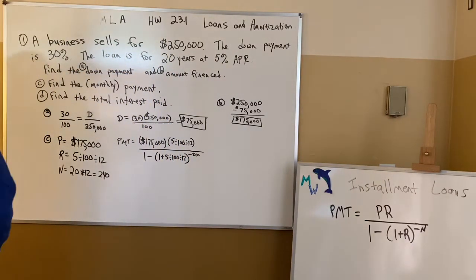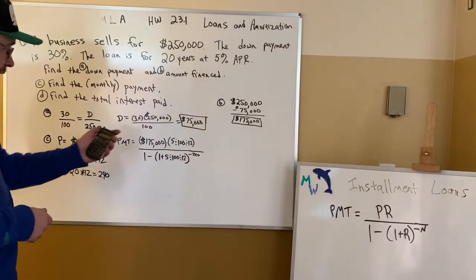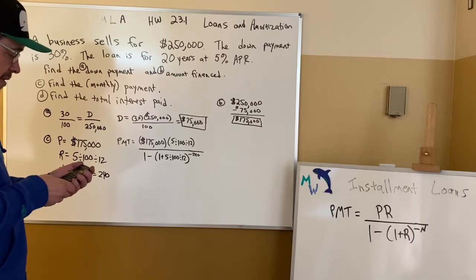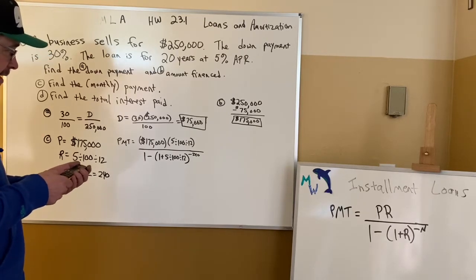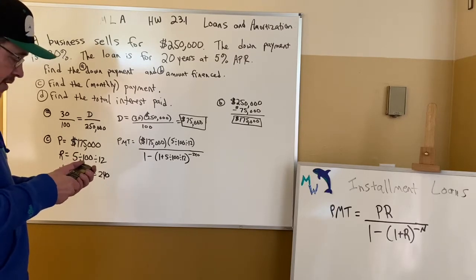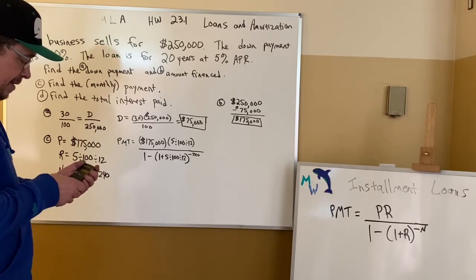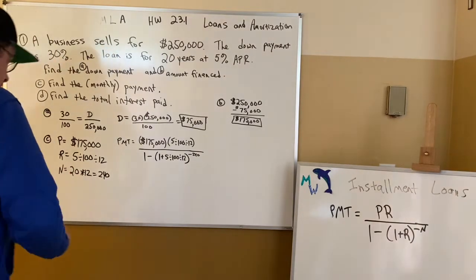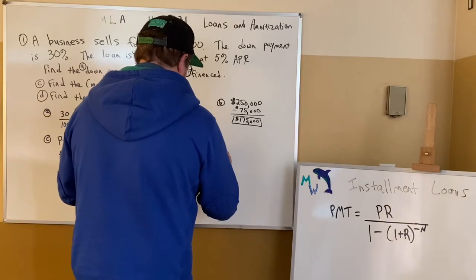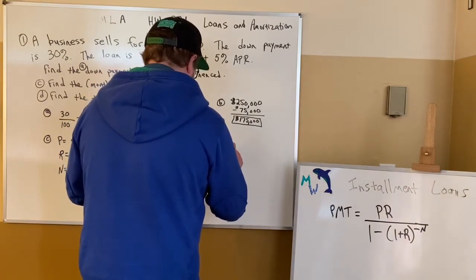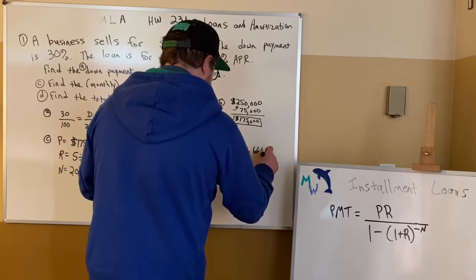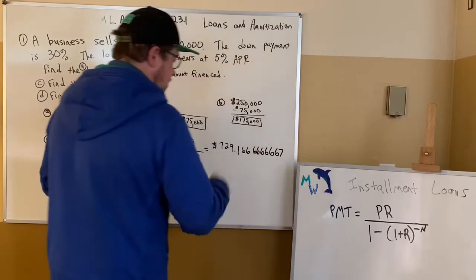So here we're going to see that the numerator is probably not going to terminate as a decimal. We've got 175 followed by 3 zeros times 5. Then we're going to divide by 100, and we're going to divide by 12. We got this: 729.166666, 6s until you can't anymore. All right, so that's what we got.